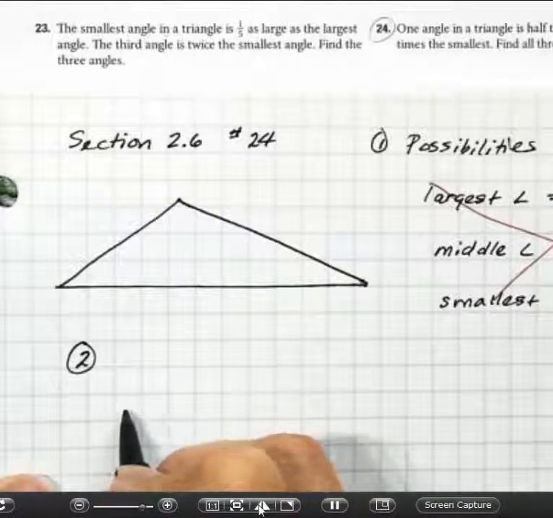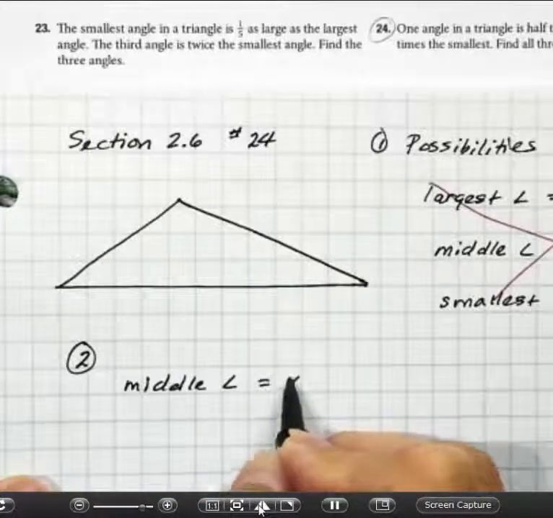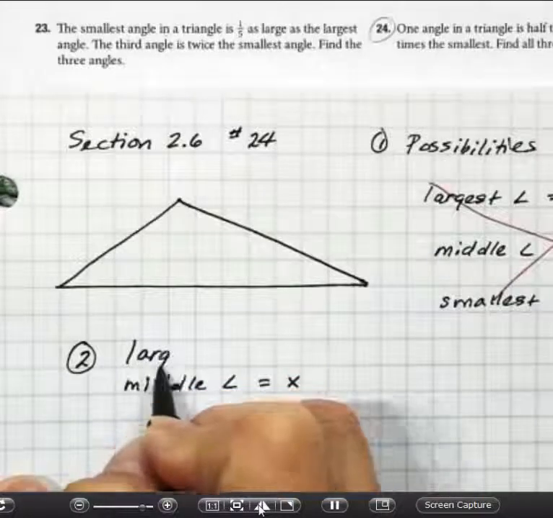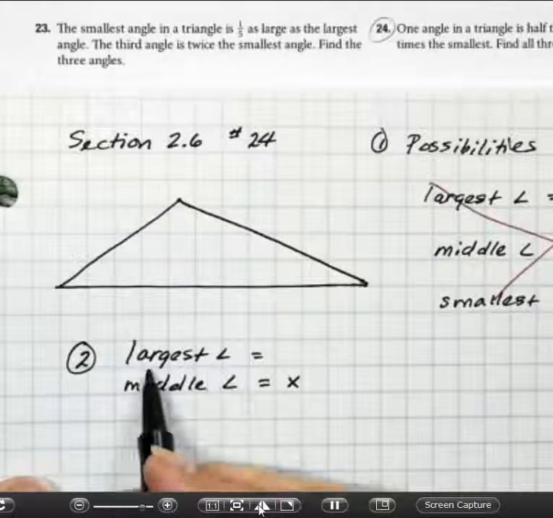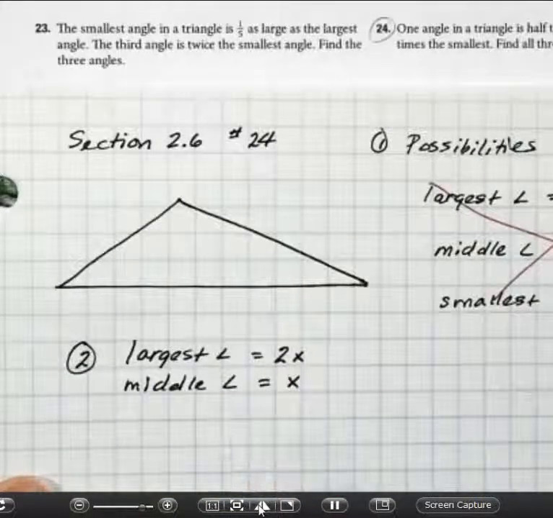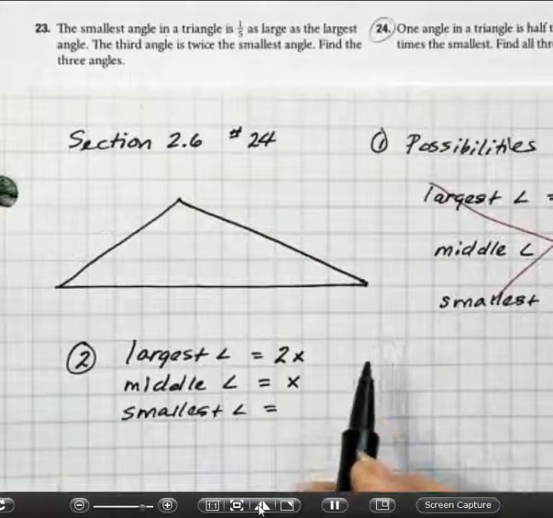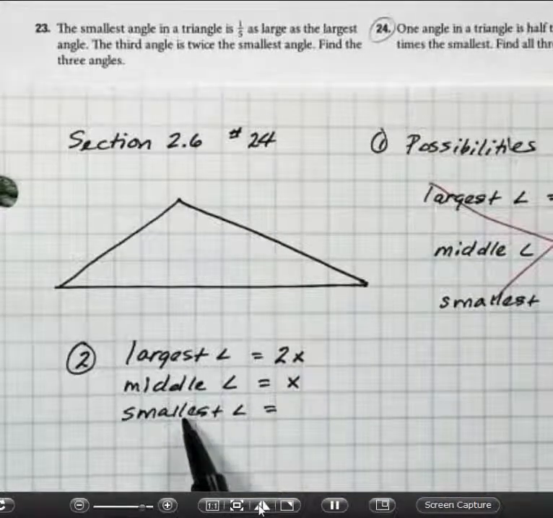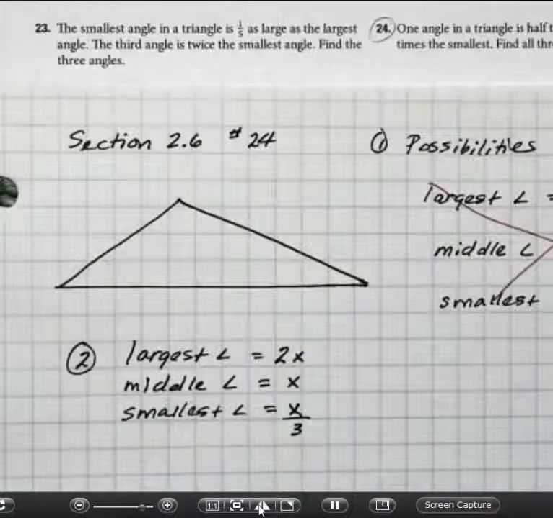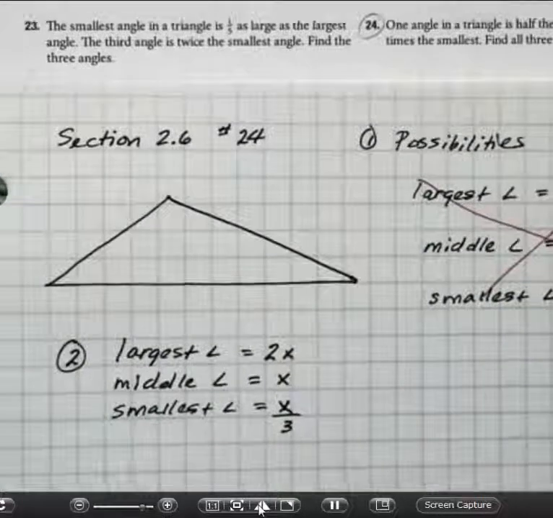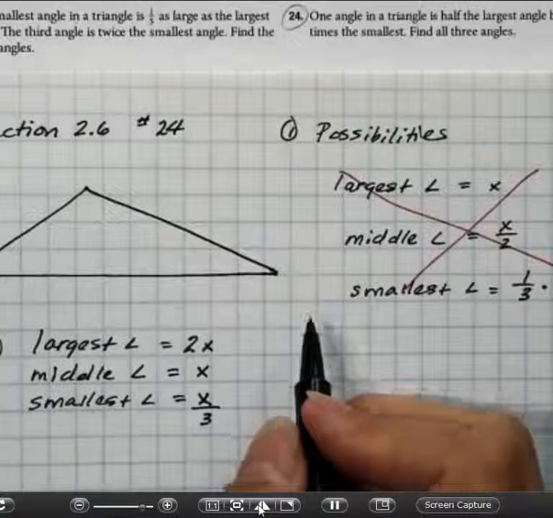We make the middle angle equal to x. The middle angle is half the largest angle, so that means the largest angle is 2 times the middle angle. And then we have our smallest angle, which we've already said the middle angle is 3 times that, so the smallest angle would be a third, or taking the middle angle and dividing it by 3. That's also a possibility. I think the last possibility is the one that I'm going to use, and this is what it's going to look like.